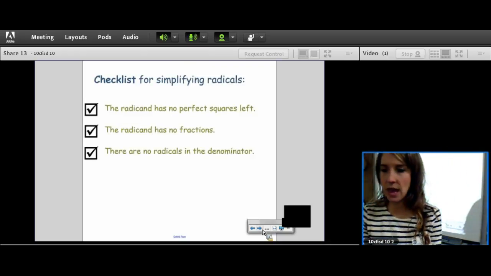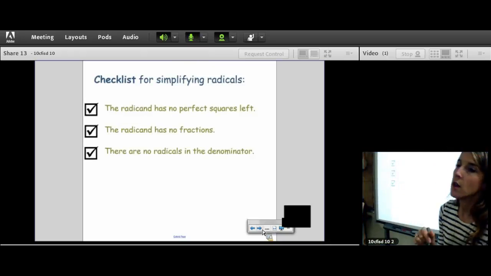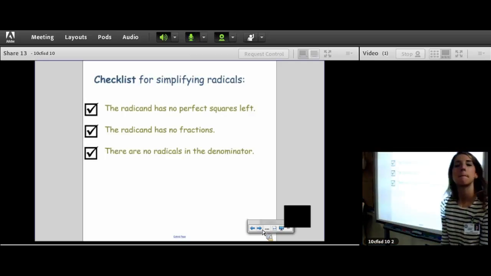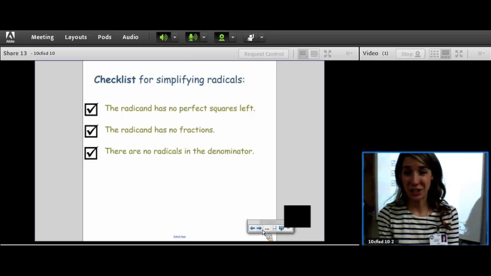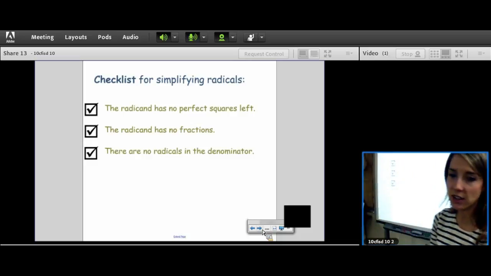Okay guys, we have one more thing. If you need to leave, you can. You just need to watch this part at home. Alright. One more thing that we need to learn is called rationalizing the denominator. I want you to write this checklist down, please.